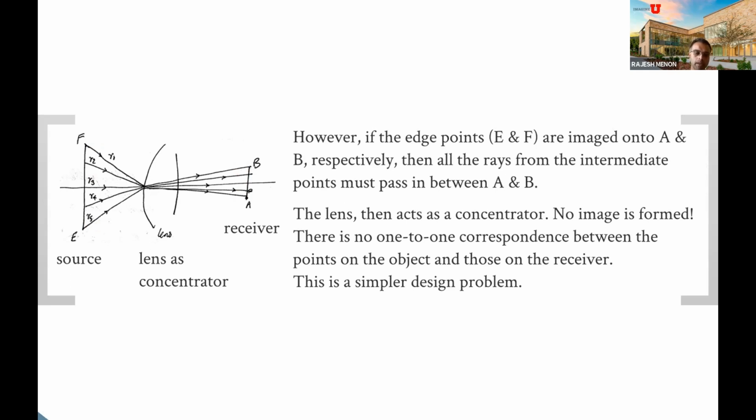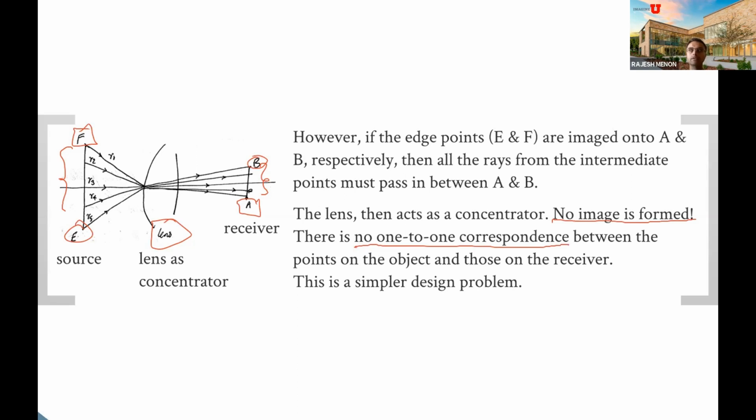Another way to think about this is if I have a lens that maps E to B and F to A, that's my lens. That lens is also a concentrator. It will take all the energy from the points in between E and F and assign it to points in between A and B, not necessarily in a one-to-one manner. So in other words, no image may be formed. Now, if it's a lens, it can form an image, but need not. And there is no one-to-one correspondence between the points on the object and those on the receiver. Okay, that is the fundamental difference between imaging and non-imaging optics.